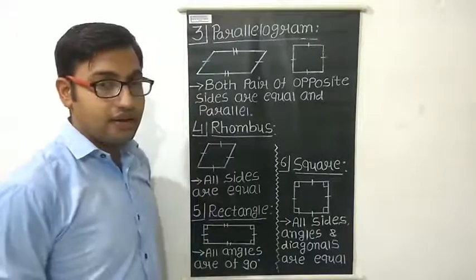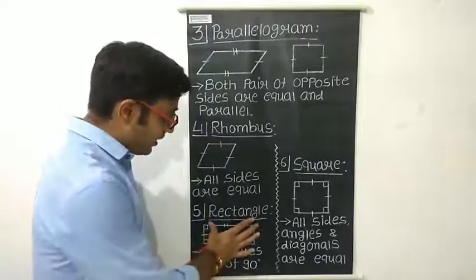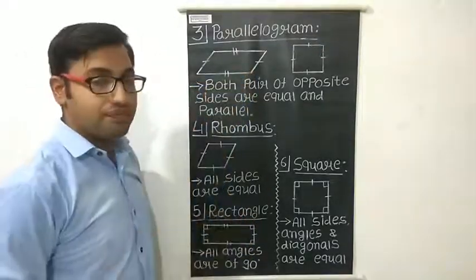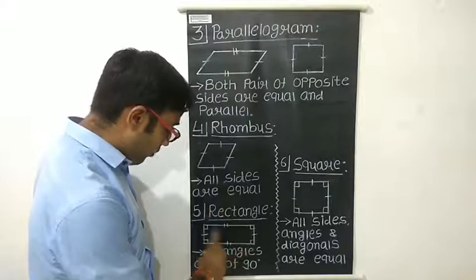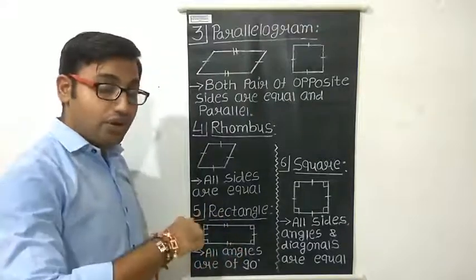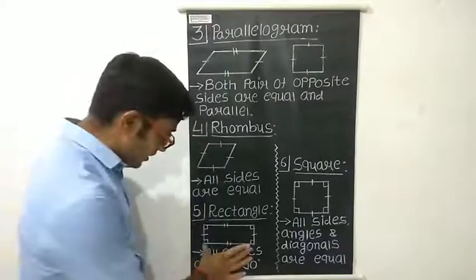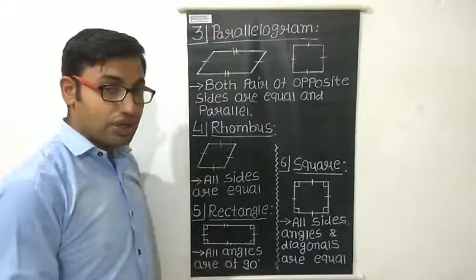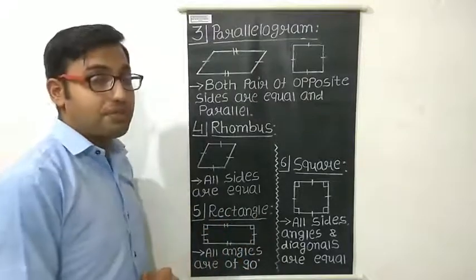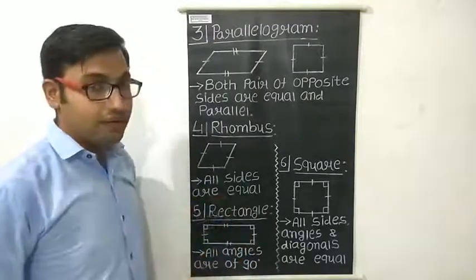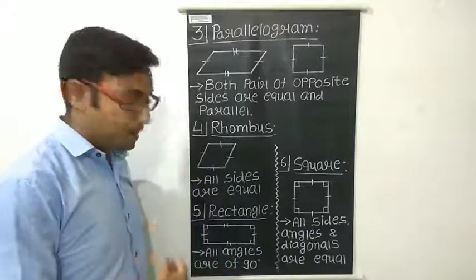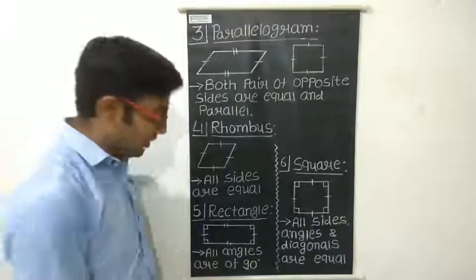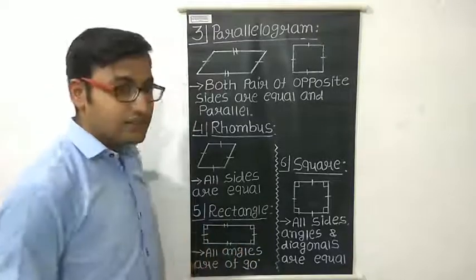The fifth one is a rectangle. Again, a rectangle is a quadrilateral which has all the properties of the parallelogram. That means both pairs of opposite sides are equal and parallel. See, this side and this side are equal and parallel. These both sides are also equal and parallel. And the additional property of a rectangle is that all the angles are of 90 degrees. Notice that all the angles are of 90 degrees.